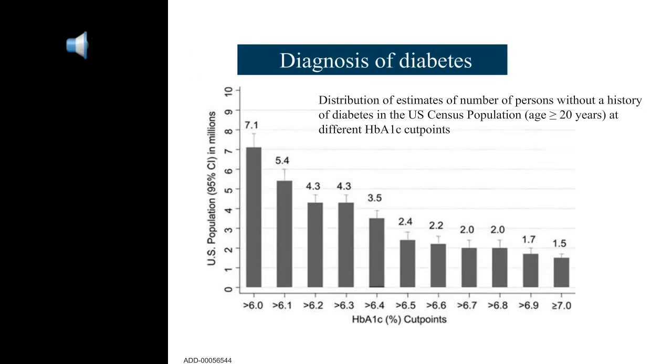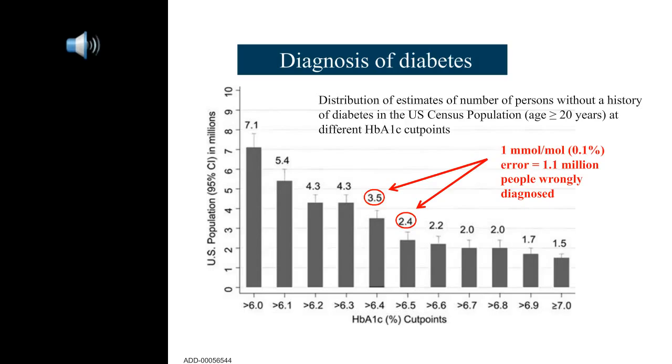And accuracy is important. If you look at this graph here, this shows hemoglobin A1C results in an undiagnosed group of Americans in the US census population. These people are not known to be diabetic. But if you look here, a 0.1% or 1 millimole per mole difference in the results results in about 1 million people being wrongly diagnosed.